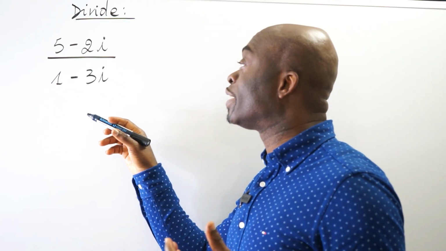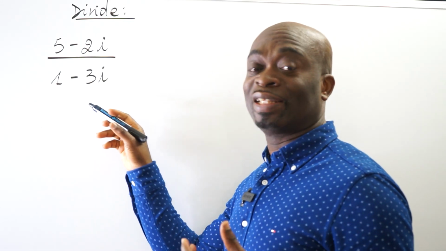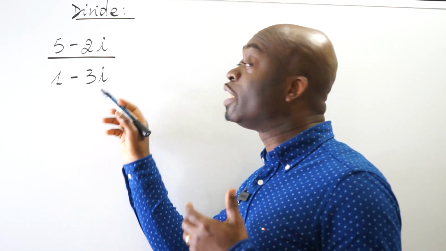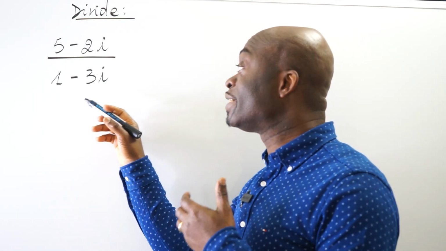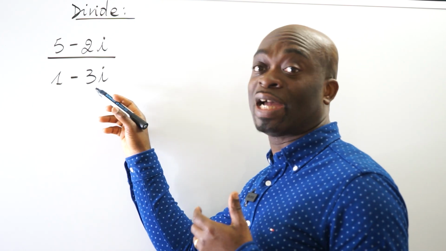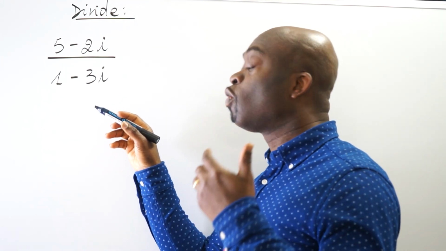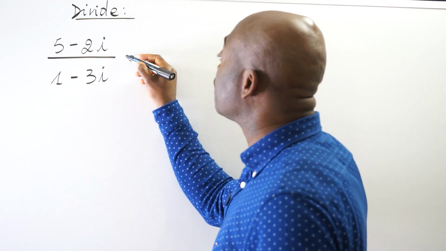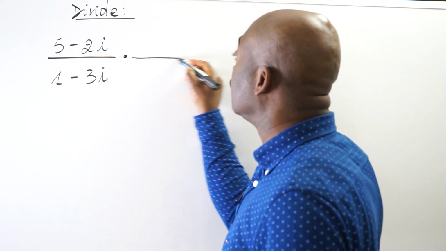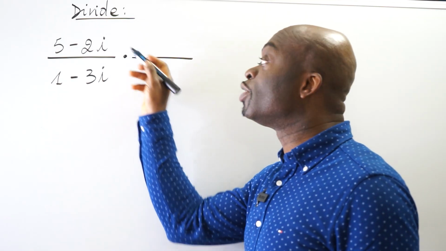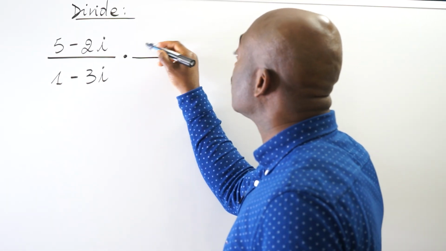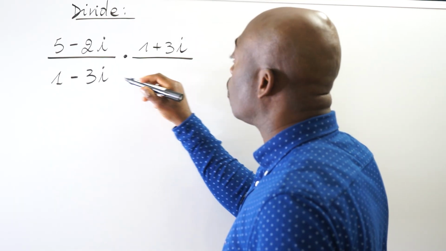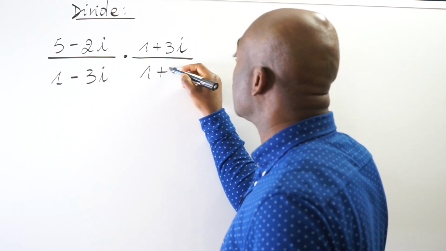The conjugate, that means what? 1 plus 3i. That's what it just means, the conjugate, okay? So if this were 1 plus 3i, it would become 1 minus 3i. But in this case, because that's already 1 minus 3i, the conjugate is 1 plus 3i. All right? So with that now, we're going to make another fraction, and then we multiply by the original rational expression. So that would be 1 plus 3i over 1 plus 3i.